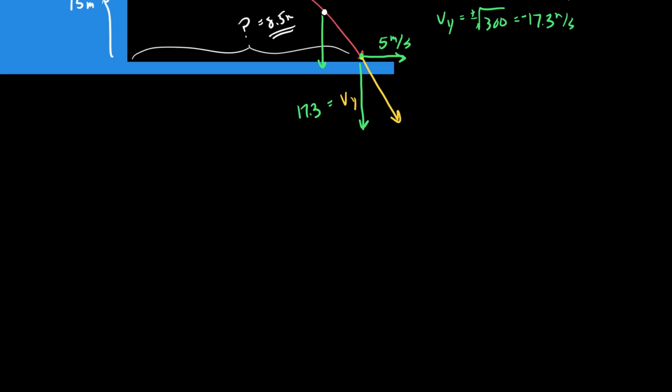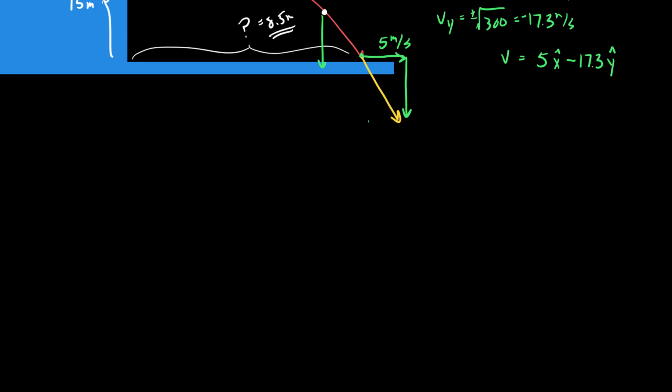Okay? Now, here's the thing. You've been adding vectors already. Our actual velocity vector is 5 meters per second in the x-hat direction minus 17.3 meters per second in the y-hat direction. That's our actual velocity vector. So as you're finding the angle, don't forget the way in which we were told to figure out the addition of vectors.